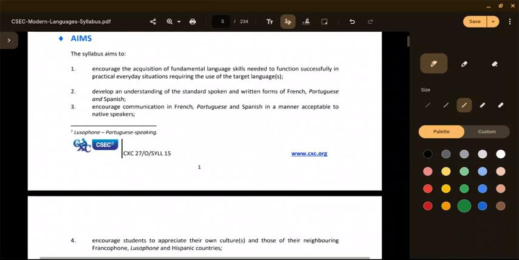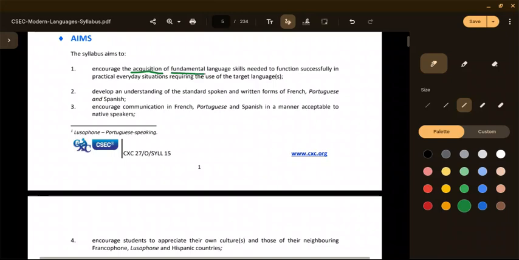Where is my little, I lost it, guys. It's so crazy. See this word acquire, acquisition? What you want to do with a language is to acquire it. When you acquire a language, you sort of absorb it. All right? It kind of becomes second nature. So they want to encourage this second nature ability to use a language, but at fundamental levels.